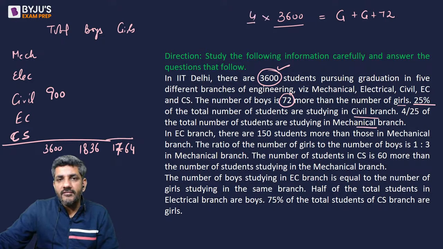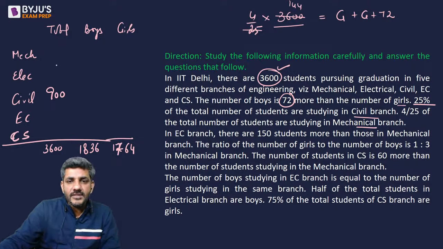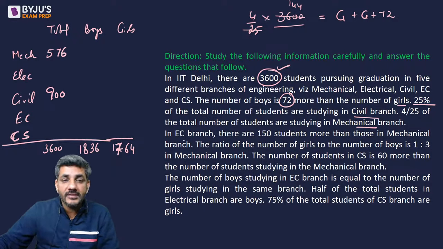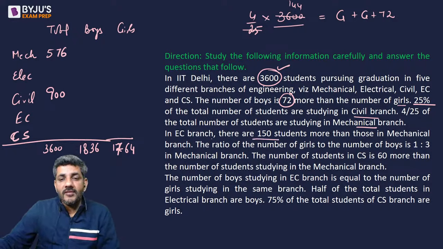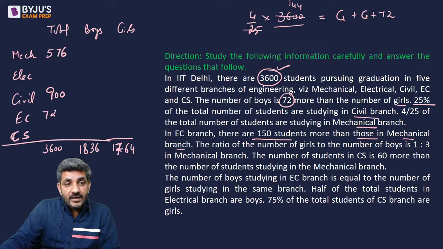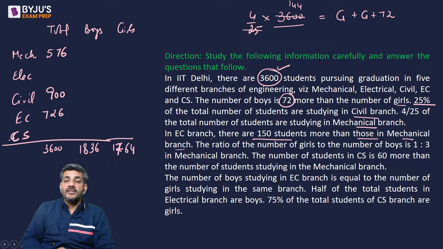इसका 4 by 25 भी कर लेते हैं, so 25 से डिवाइड करूंगा तो ये 144 आ जाएगा and 144 into 4 is 576. They are in mechanical branch, so this comes out to be 576 here. What next? In EC branch there are 150 students more than those in mechanical. EC में mechanical से 150 more, 576 plus 150, it is 726, the total number of students in EC.